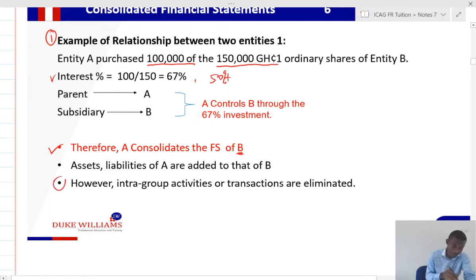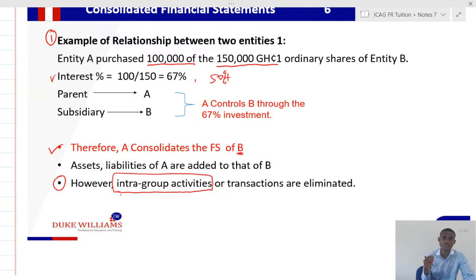However, a key principle we'll be looking at subsequently is that where there is a transaction between entity A and B, we call such transactions intragroup activities. And all intragroup transactions are eliminated at consolidation. The concept is that because entity B is a subsidiary, call it the son or daughter of a parent who is entity A, you cannot sell to yourself. You cannot give a loan to yourself. You cannot move an asset to yourself. And because of this, you cannot make profit on yourself.